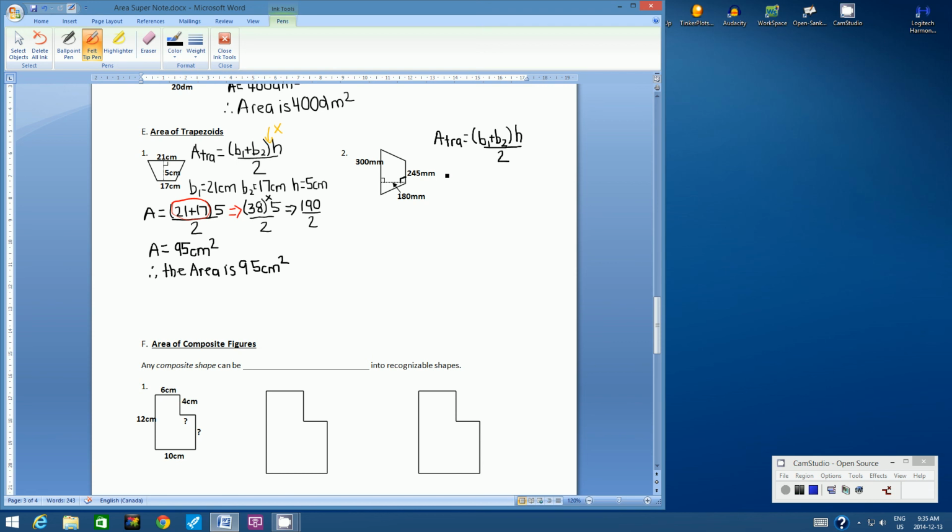All right, let's write in what we know. Base 1 equals, I'll put the bigger number here, 300 millimeters. Base 2 equals 245 millimeters. And the height is 180 millimeters.